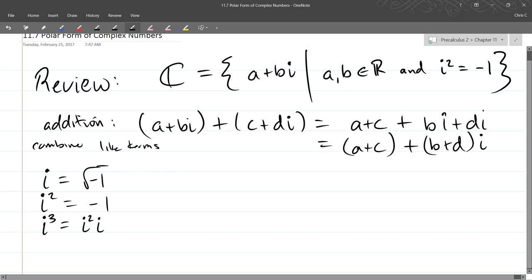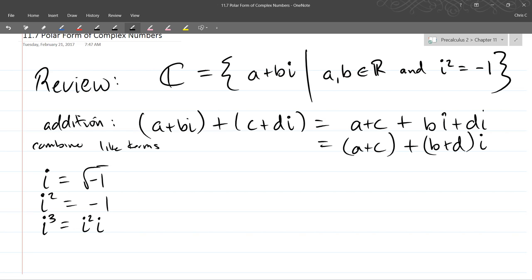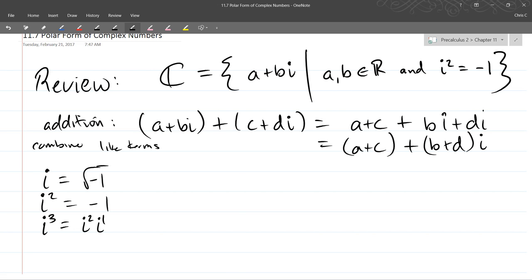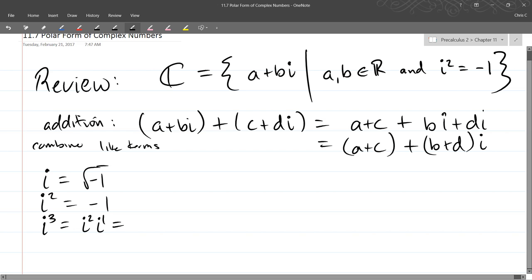All the algebra you know works with imaginary numbers or complex numbers. So what did I do here? I just split i times i times i into i times i times another i separately. So that's just the rule of exponents right there. i squared, we just said, was negative 1 times i, so this is negative i. i cubed is negative i.